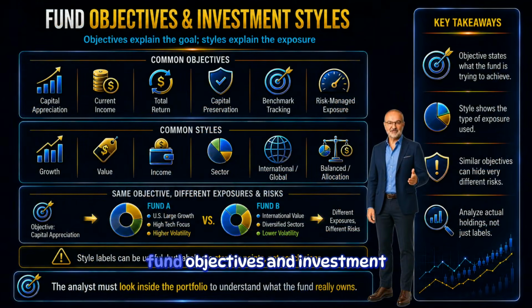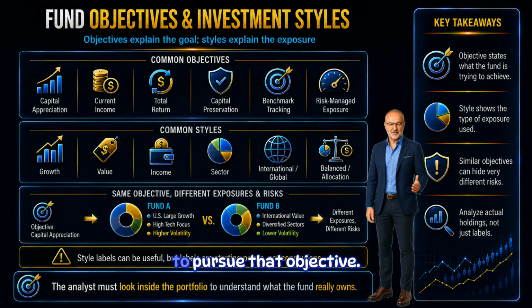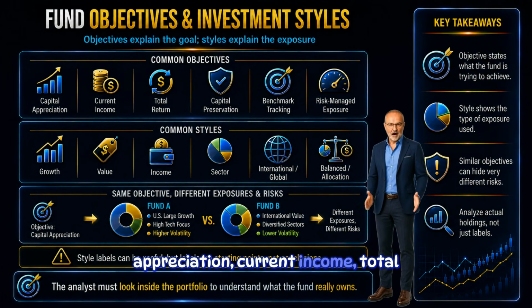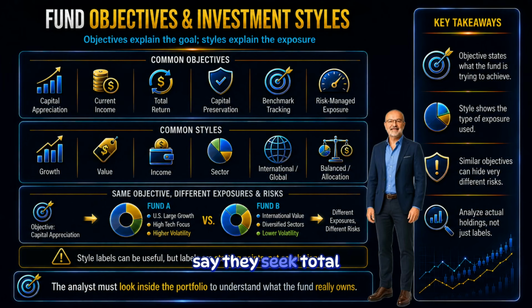Let's now talk about fund objectives and investment styles. A fund's objective tells us what the fund is trying to accomplish. A fund style tells us the type of exposure the fund uses to pursue that objective. Common objectives include capital appreciation, current income, total return, capital preservation, benchmark tracking, and risk managed exposure. But objectives are only the beginning. Two funds may both say they seek total return, but one may hold mostly equities, while another may hold bonds, cash, and alternative strategies. The same objective can be pursued in very different ways.